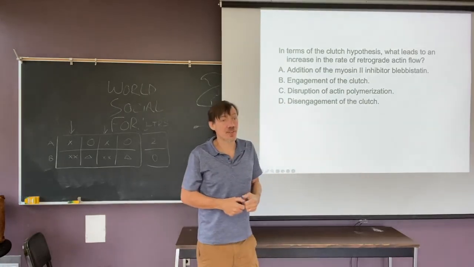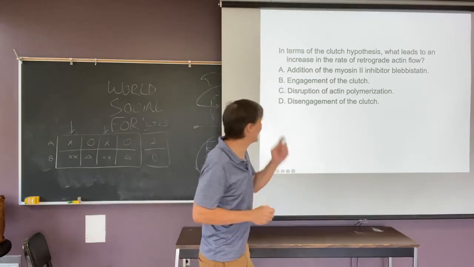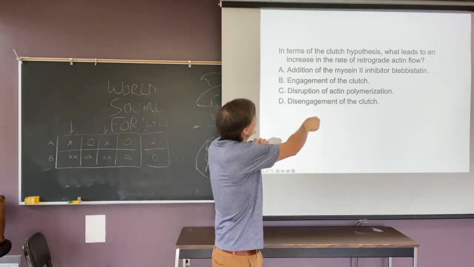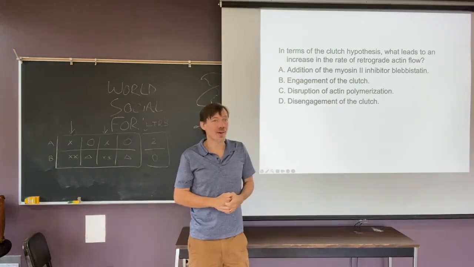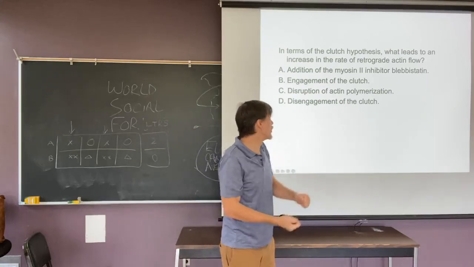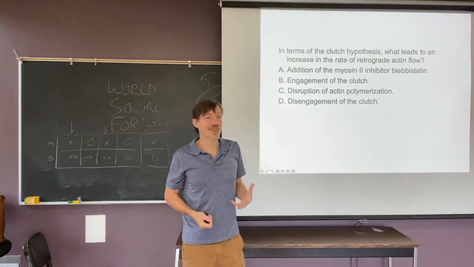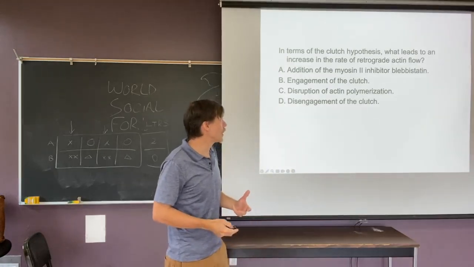Disengagement of the clutch, would that, let's see, I'm sorry. So what would increase the rate? Would clutch engagement increase the rate of actin retrograde flow? Of course, it is going to slow it down. So this would be disengagement of the clutch. When the clutch is disengaged, retrograde flow goes up.